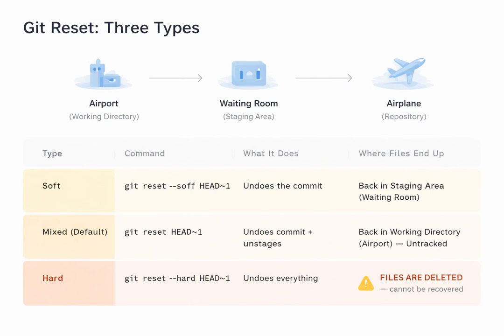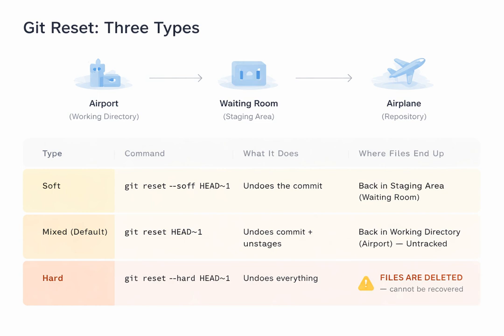Now let's talk about resetting in Git. This is a dangerous area, so pay close attention. There are 3 types of reset: soft, mixed, and hard. A soft reset undoes your last commit, but keeps your files in the staging area, the waiting room. It's like taking passengers off the airplane and putting them back in the waiting room. A mixed reset, which is the default, undoes the commit and removes files from staging. They go all the way back to the working directory, untracked.